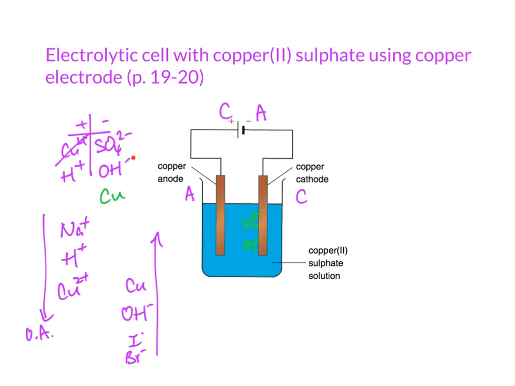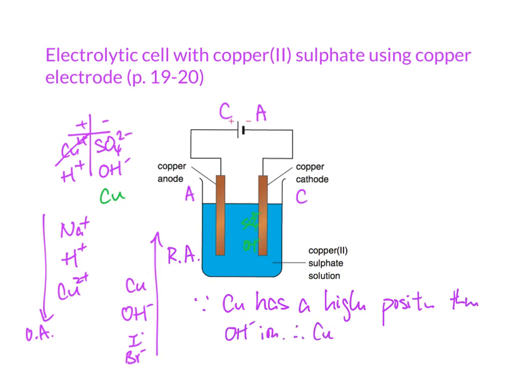It seems it will discharge, but you'll find that this time, other than OH-, we also have Cu itself. This one is not an inert electrode. If we refer to the position in the ECS, you find that Cu actually has a higher position than OH-. Therefore, Cu should be a stronger reducing agent. Remember, Cu has a higher position than OH- ion. Therefore, Cu is a stronger RA. So this time we are having Cu discharge.